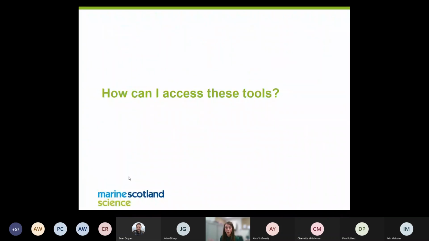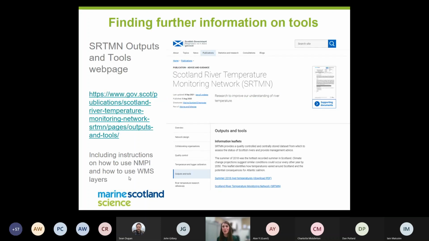So how do you go about accessing these tools? And I'm conscious that some of my GIS colleagues are on these calls, so hopefully I'm going to get all of this correct. The key first starting point is going to the Scotland River Temperature Monitoring Network web pages. All of these web pages have been updated in the last year.